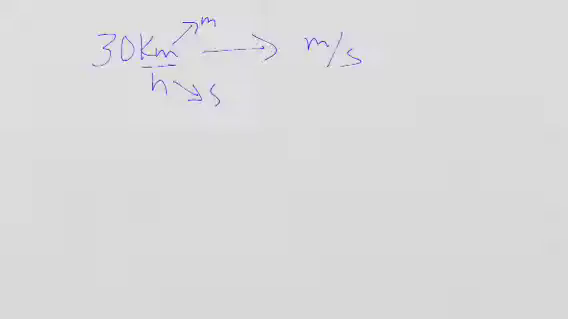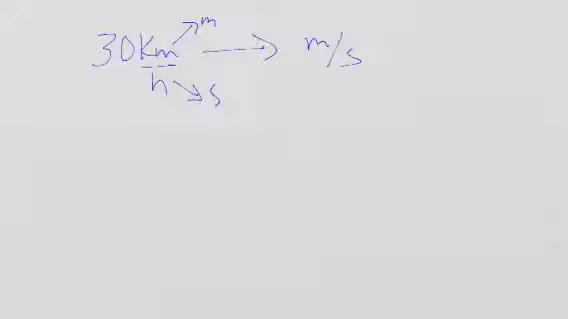If I have 30 kilometers per hour, and I want to get that to meters per second. Okay, I've got two values that I'm going to have to convert. I'm going to have to convert my kilometers to meters and my hours to seconds.